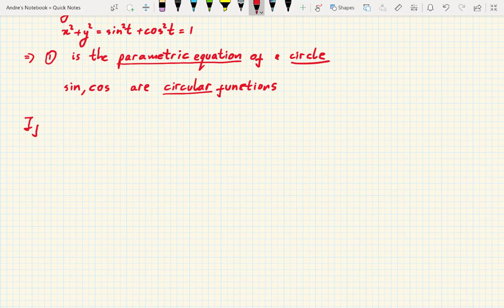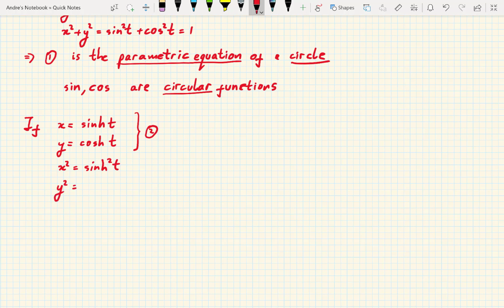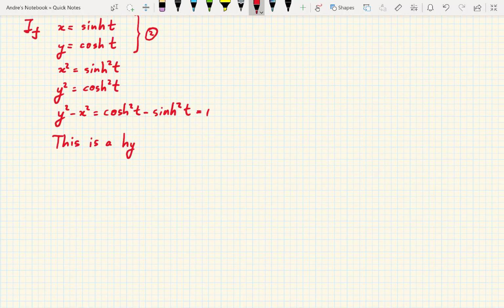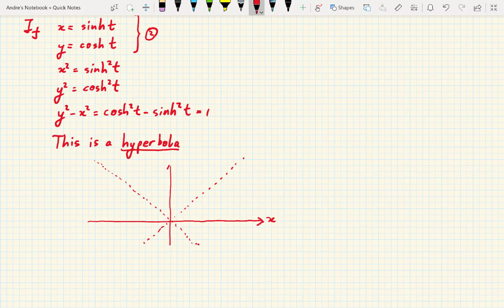Now let's define x equals sinh t and y equals cosh t. As t varies, what curve do we trace out? Squaring both equations and subtracting gives y squared minus x squared equals cosh squared t minus sinh squared t, which equals 1. The equation y squared minus x squared equals 1 is actually the equation of a hyperbola with asymptotes y equals x and y equals minus x.